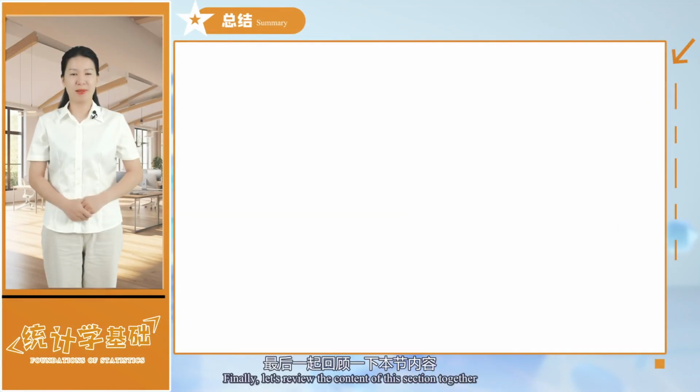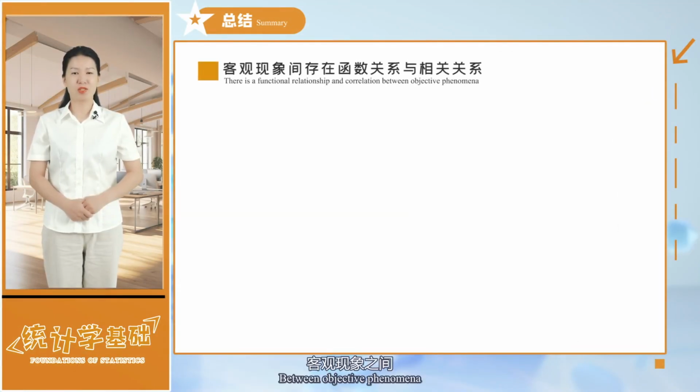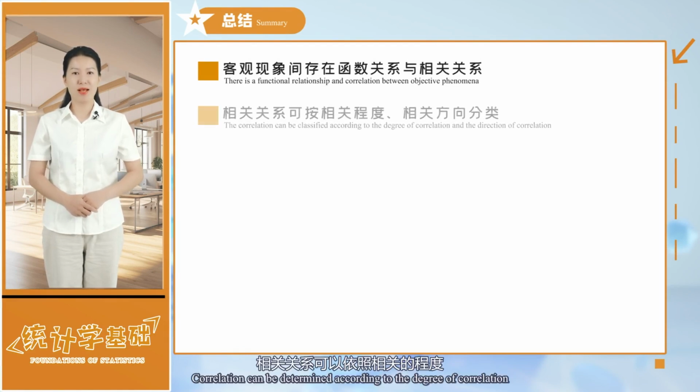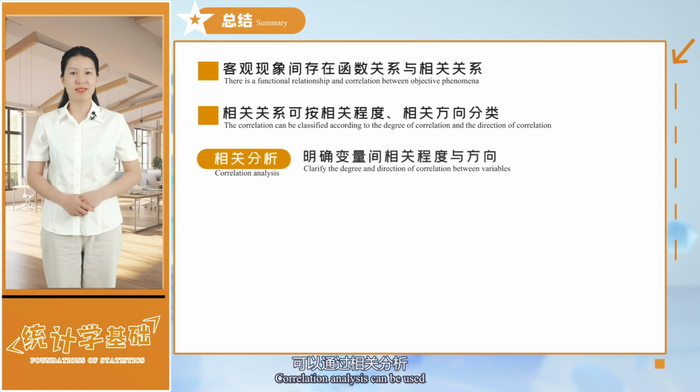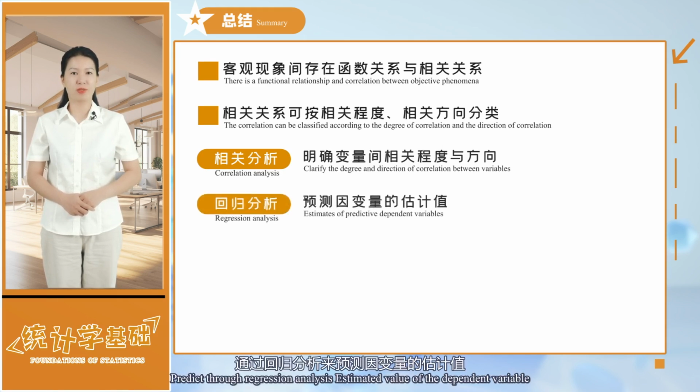Finally, let's review the content of this section together. Between objective phenomena, there are functional relationships and correlations. Correlation can be classified according to the degree of correlation and the direction of correlation. Correlation analysis can be used to find out how correlated the variables are, and the direction of correlation between variables. Regression analysis predicts the estimated value of the dependent variable.